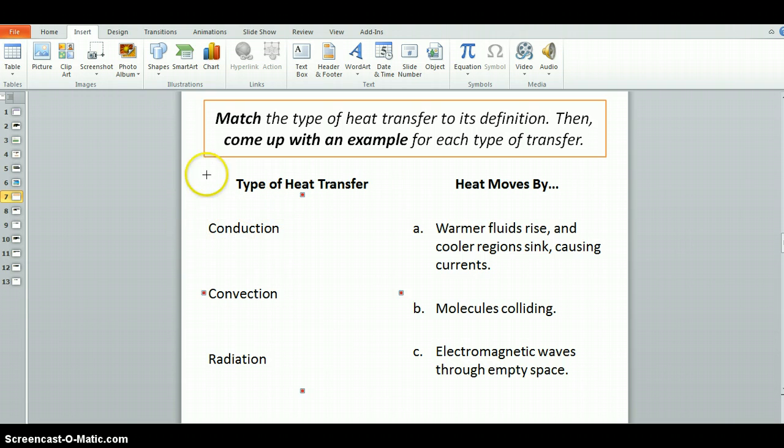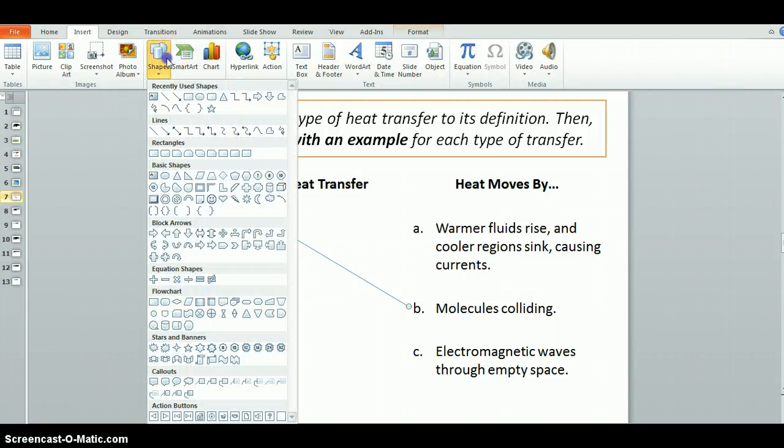So for conduction, remember, conduction happens when molecules are colliding. So if I am holding a warm mug, then the molecules inside of that warm mug are moving very, very quickly. Remember, as you heat up molecules, they move faster and faster, and then that heat is transferring to my hand that has molecules in it as well that are moving a little bit slower. So when the molecules are moving and colliding, we are talking about conduction.